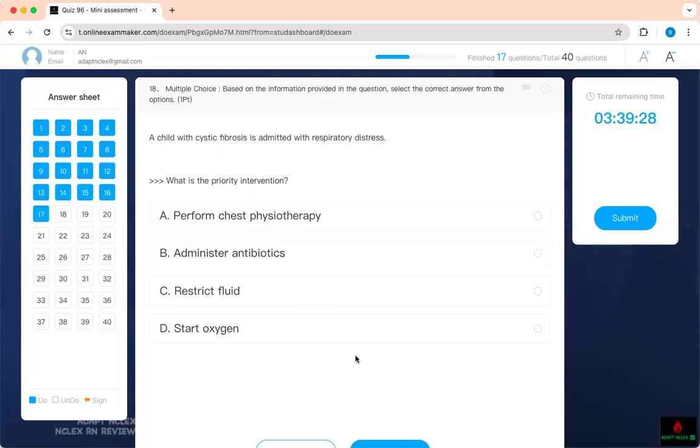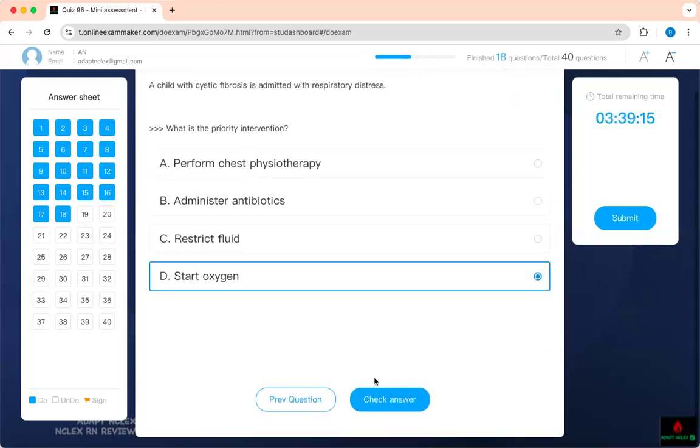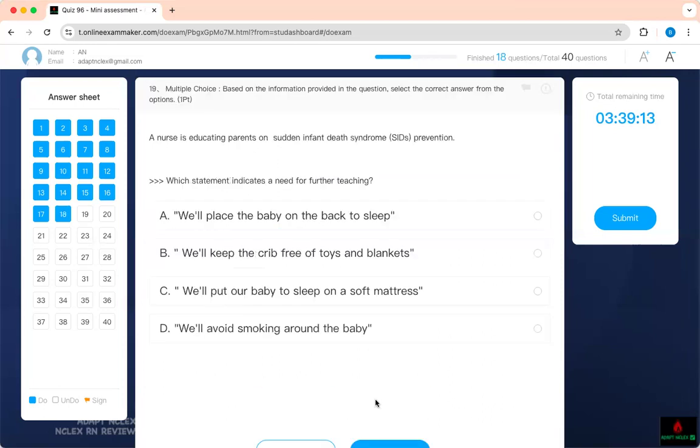Attack that problem. You know we will do chest physiotherapy. We may need antibiotics. They may need fluid, not to restrict, but the patient is now in respiratory distress. We give them oxygen. That's all.